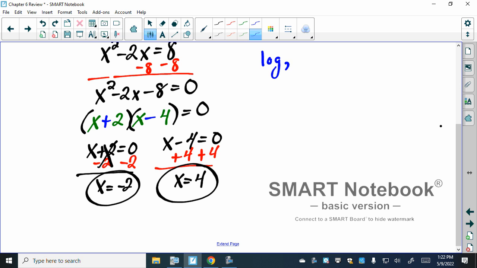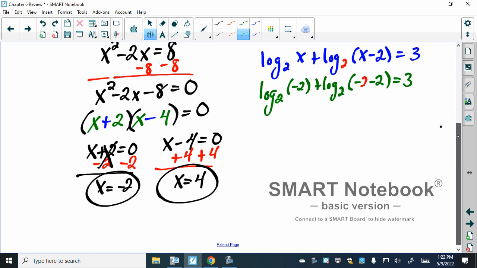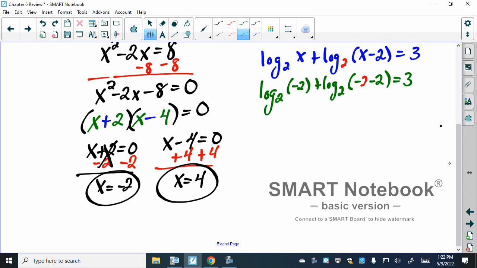So our first one was log base 2 of x plus log base 2 of x minus 2 is equal to 3. We are on now because we do get a negative in both parts of the log, because this would be log base 2 of negative 2 plus log base 2 of negative 2 minus 2 is negative 4.